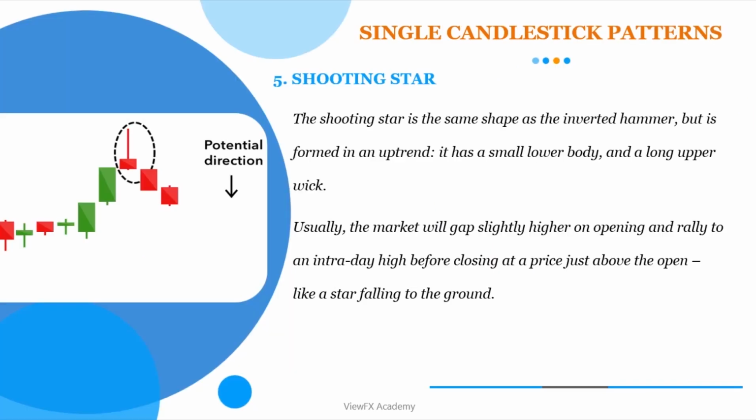Shooting star. The shooting star is the same shape as the inverted hammer, but is formed in an uptrend. It has a small lower body, and a long upper wick. Usually, the market will gap slightly higher on opening and rally to an intraday high before closing at a price just above the open, like a star falling to the ground.